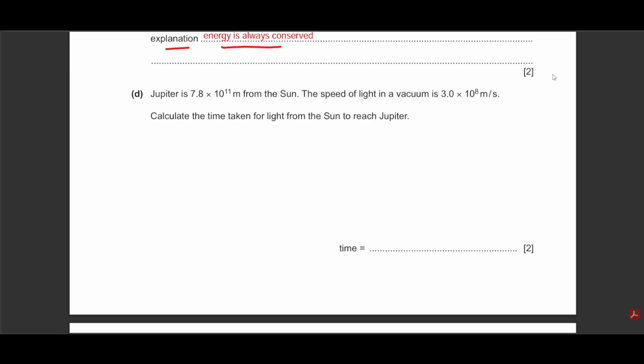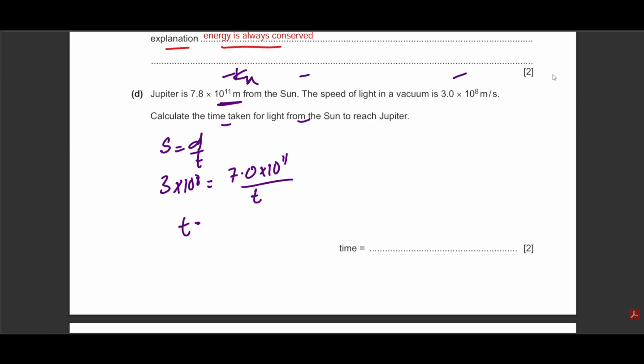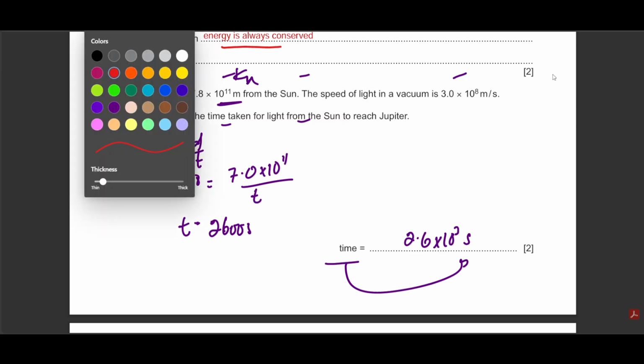Jupiter is 7.8 meters from the sun. Light travels this much. Calculate the time taken for sunlight to reach Jupiter. So it's simply speed equals distance over time. Speed is 3 into 10 raised to the power 8. Distance is 7.0 into 10 raised to the power 11 meters, not kilometers, be careful. Divided by time. So time equals, if you calculate this, it comes out as 2600 seconds. So this will be 2.6 into 10 raised to the power 3 seconds. Please be careful, the unit is seconds.